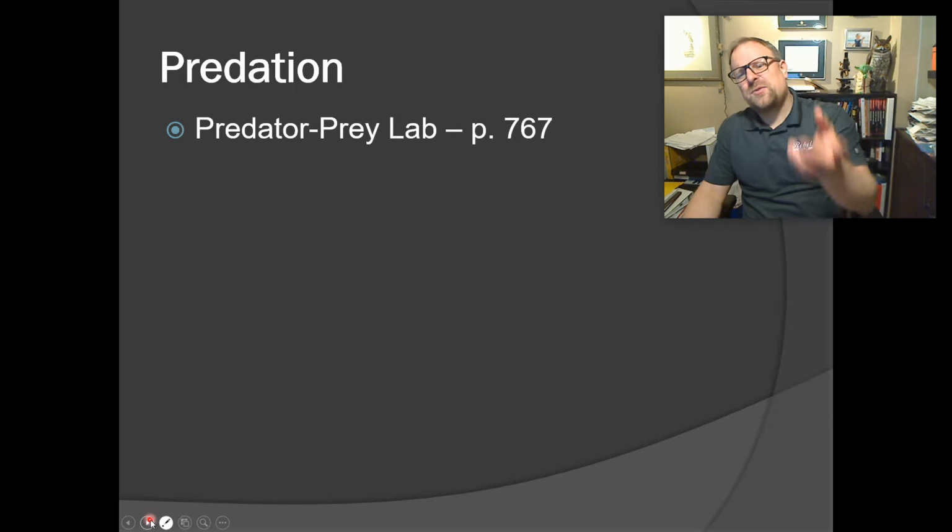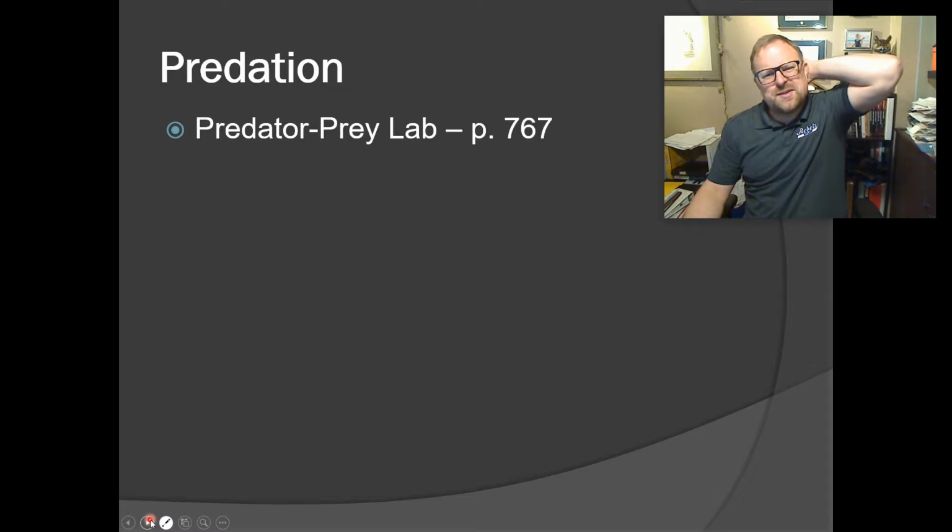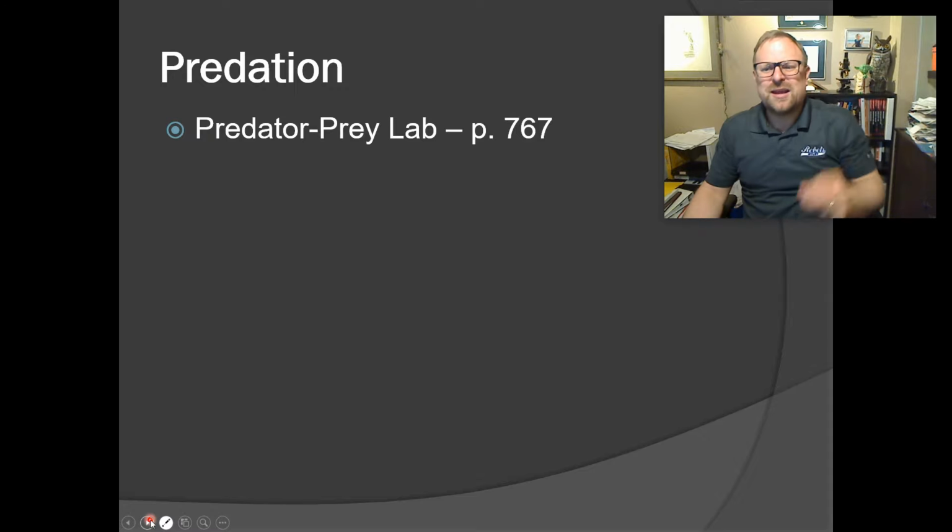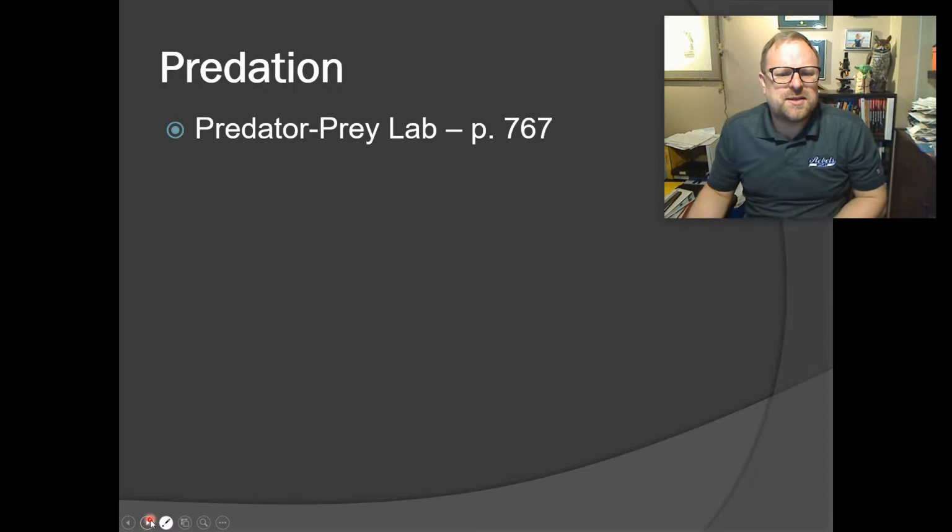If you wanted to, there's a predator-prey lab on page 767 of your textbook you can have a look at. It just has you playing around with some of this data, and sort of showing you what's going on with this version of interspecific competition.